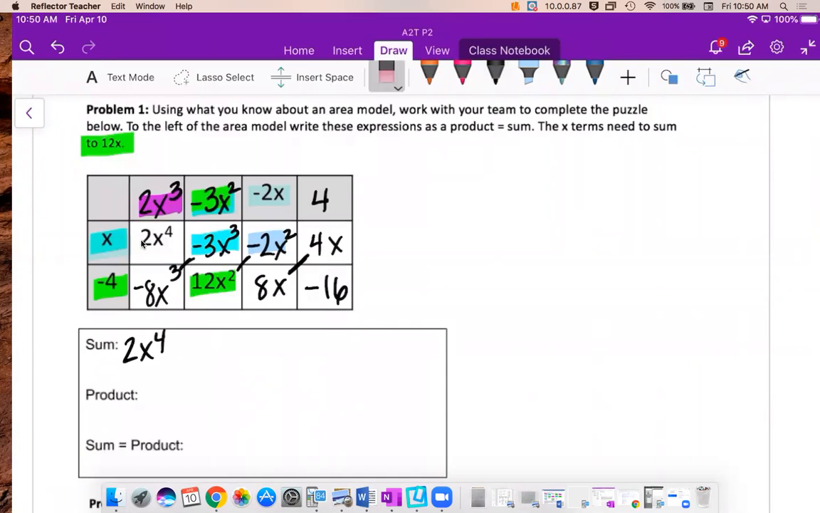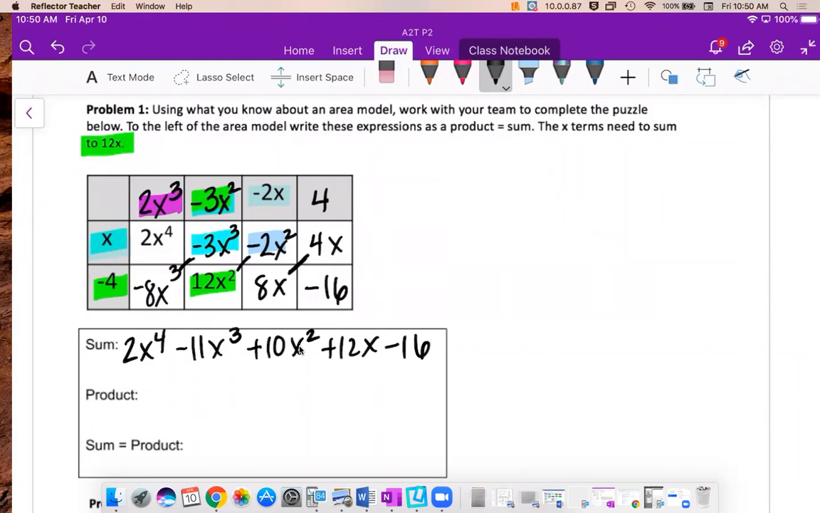Well, I guess we can just add like terms together. So if this is -8x cubed and -3x cubed, -8 minus 3 is -11x cubed. And then if I have 12x squared minus 2x squared, this should be a plus 10x squared. And then 8x plus 4x should be plus 12x, and then minus 16. So that's going to be our sum.